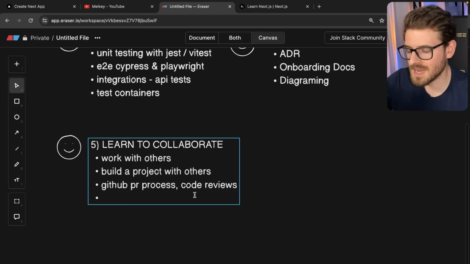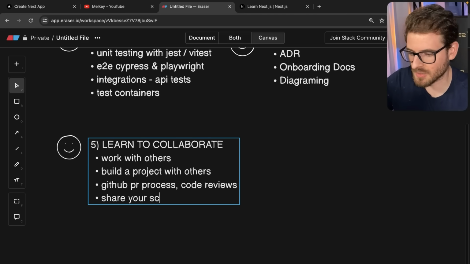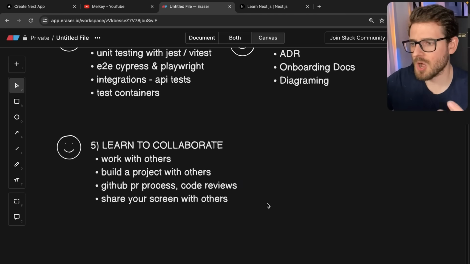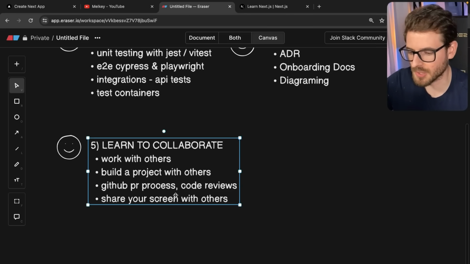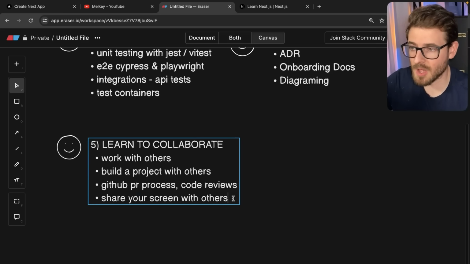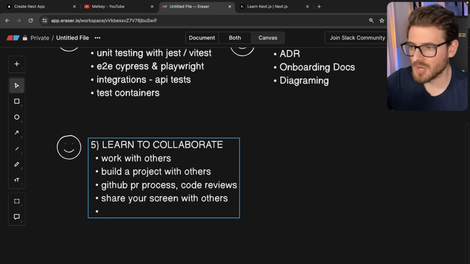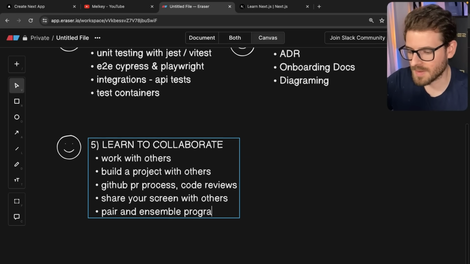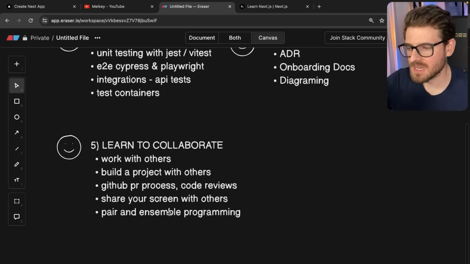Learn how to join meetings and share your screen. Share your screen with others. Learn how to talk about your code with your screen being shown. One thing that we do a lot at where I work is we do a ton of pair and ensemble programming. So what pair programming is basically every day at work, you're actually in a Zoom. I do remote work, but if you're in an office, you probably sit next to somebody and you guys have to work together on the same problem, right?